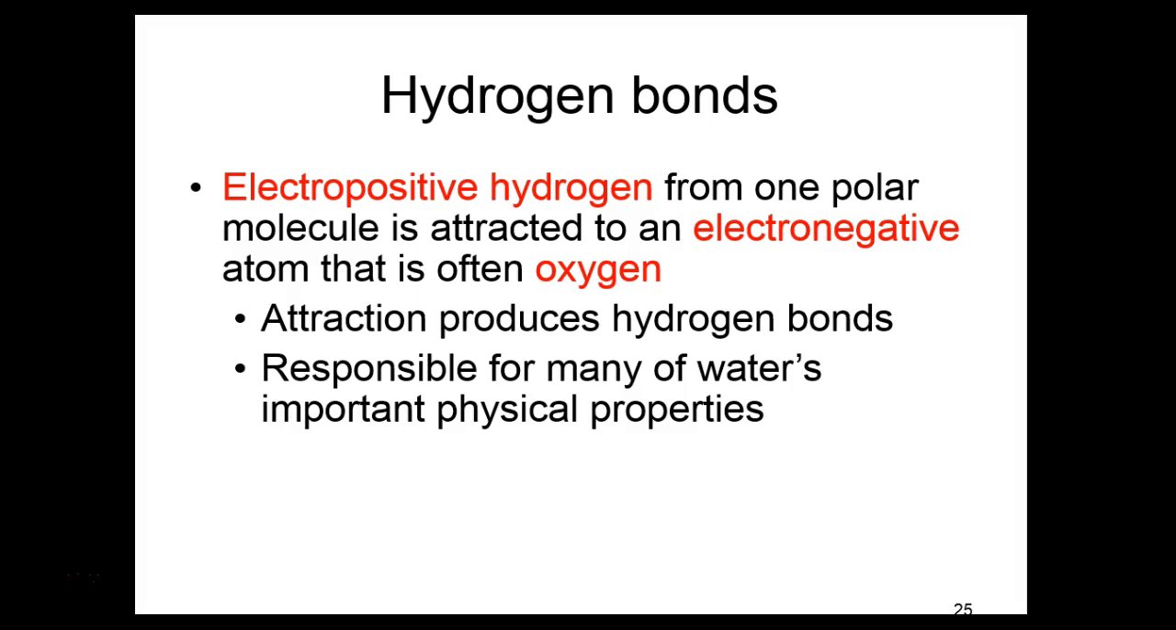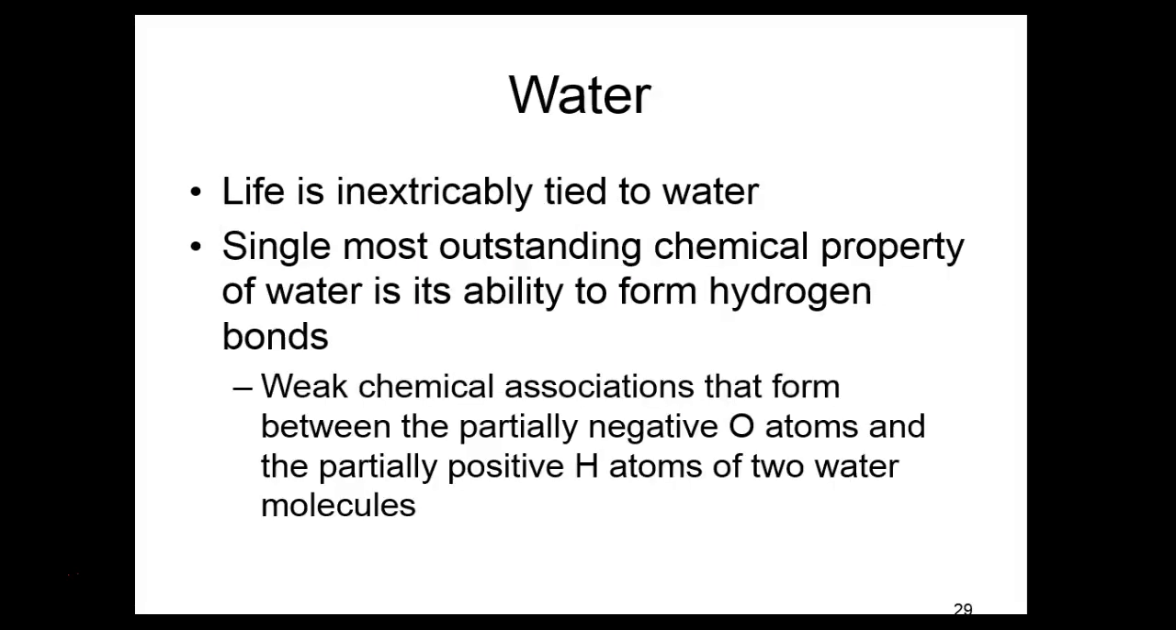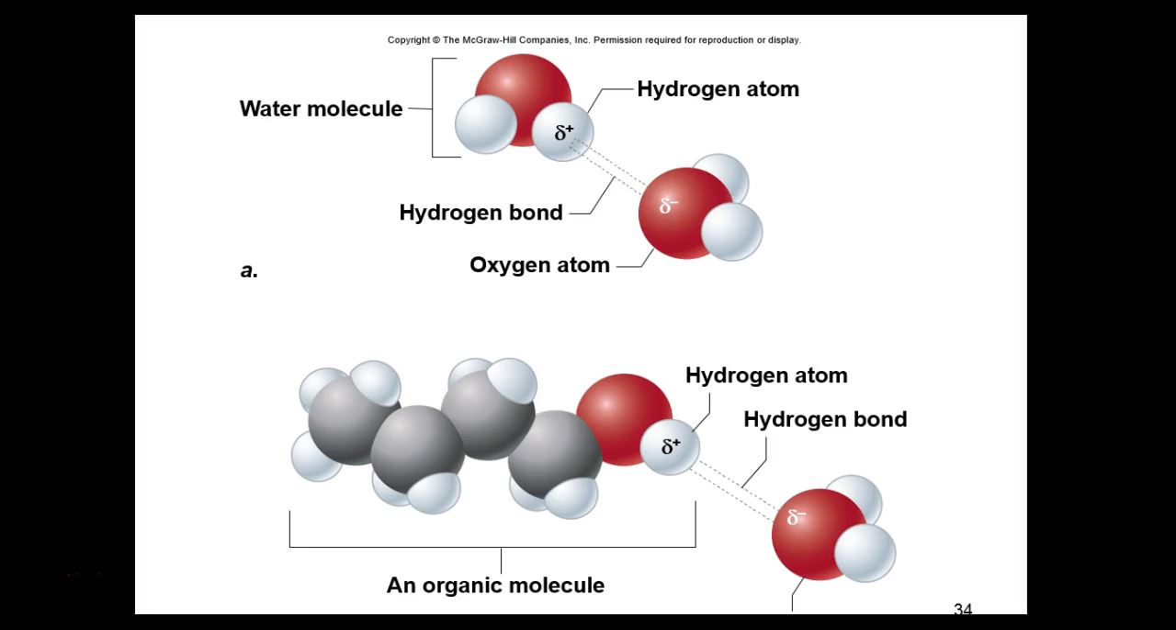Okay, they're polar. The oxygen is more electronegative, and the hydrogens are more electropositive. So electropositive hydrogen from one polar molecule is attracted to an electronegative atom that is often what? Oxygen. Okay, so we're going to have hydrogen bonds here.